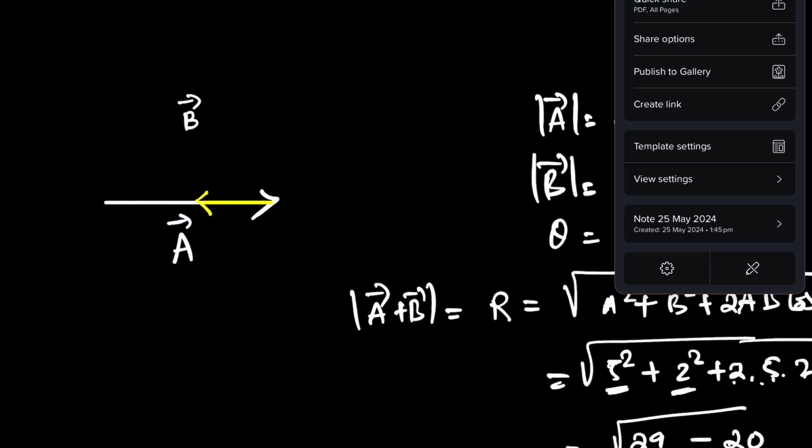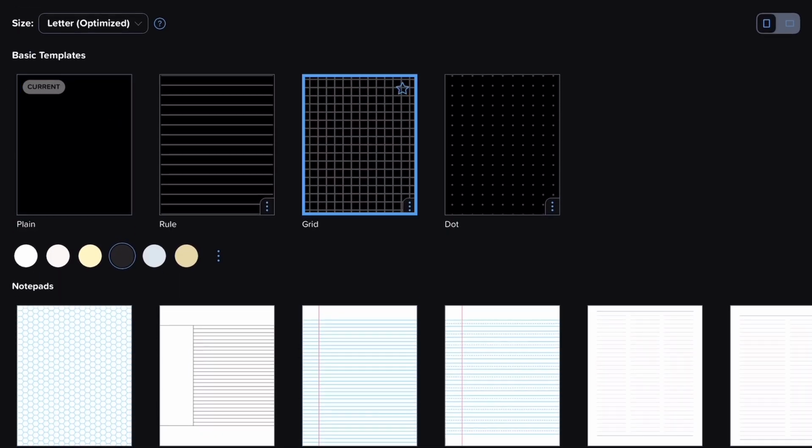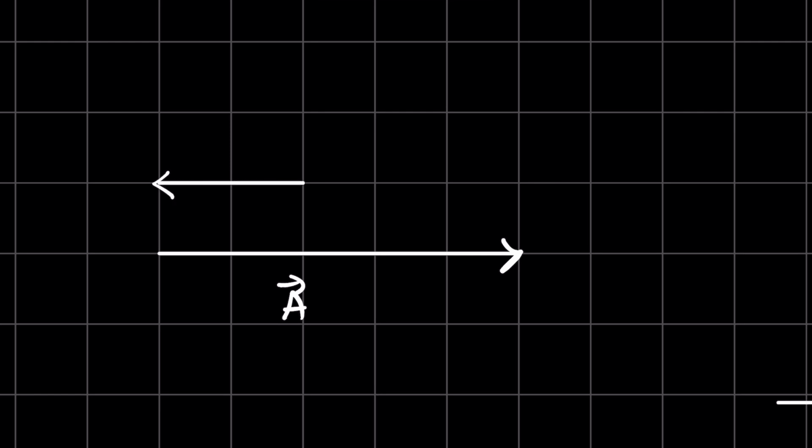Let me play with something. Now see, diagrams are visually appealing, okay? See, one, two, three, four, five: this is the A vector, and this is the B vector. B vector is 2, so its magnitude is 2, and the A vector's magnitude is 5.